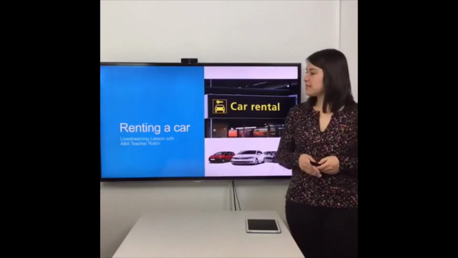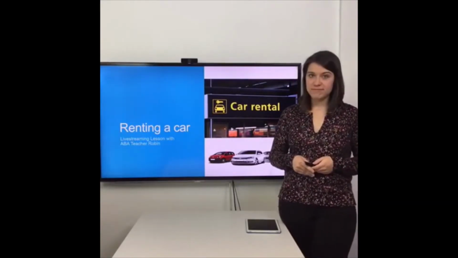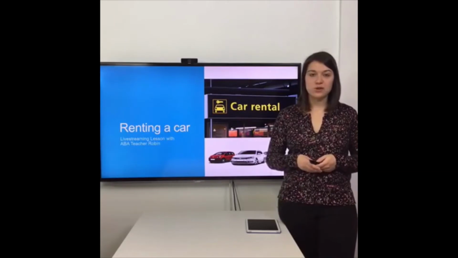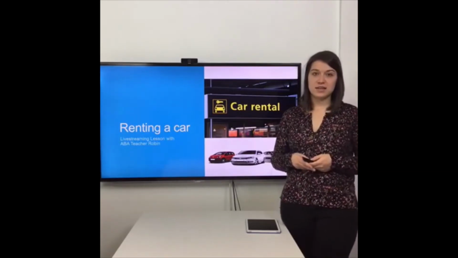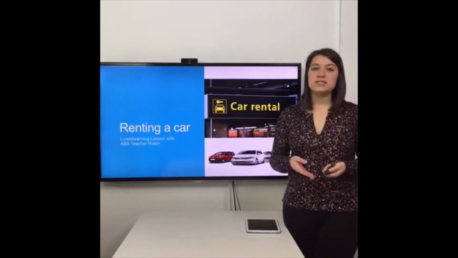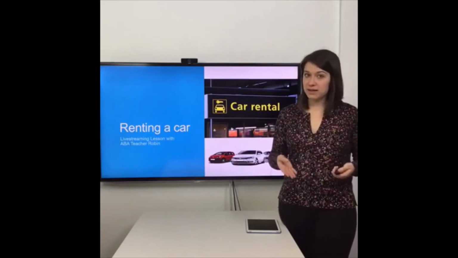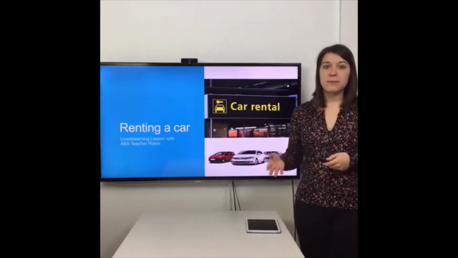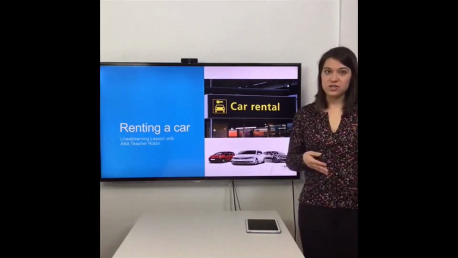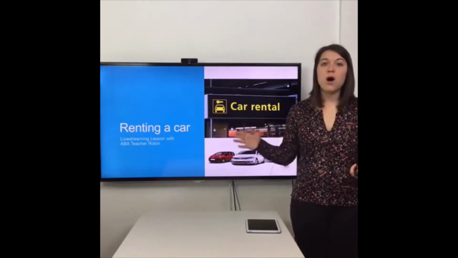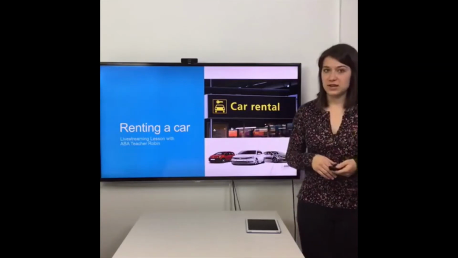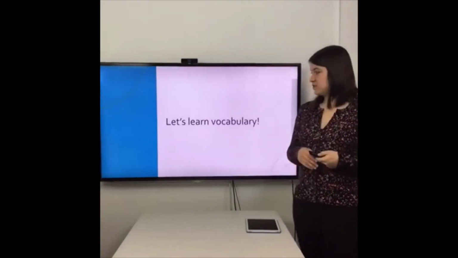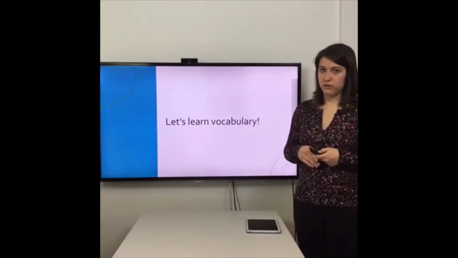Okay, so our topic today is renting a car. You may travel one day to an English-speaking country and you might need a car to get around. So we're going to talk about vocabulary and some differences in vocabulary between American English and British English. And then we're going to go through all of the steps of renting a car together. So let's get started. Let's talk about some key vocabulary for renting a car.